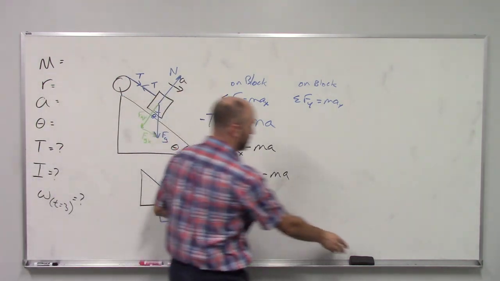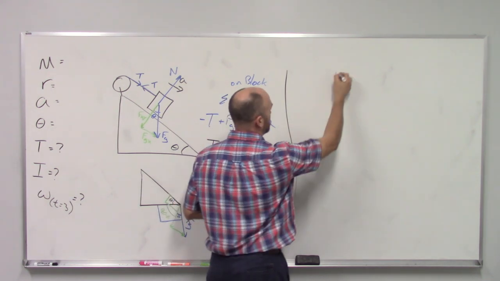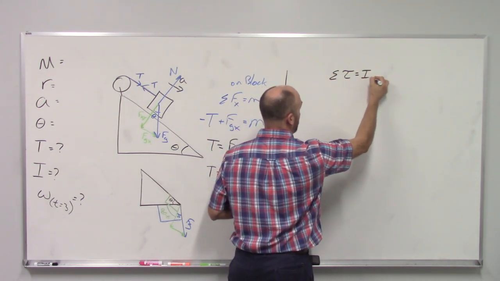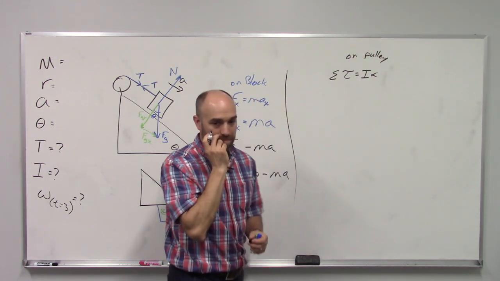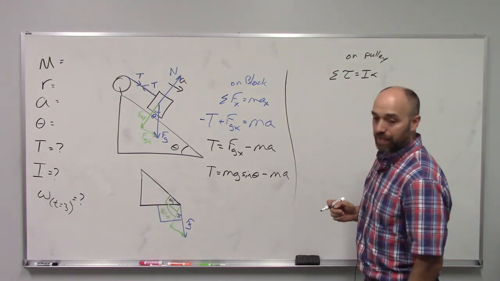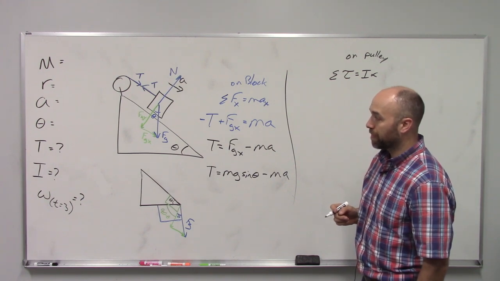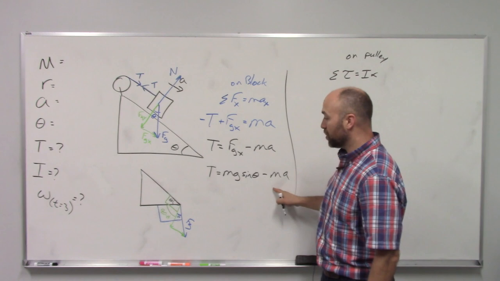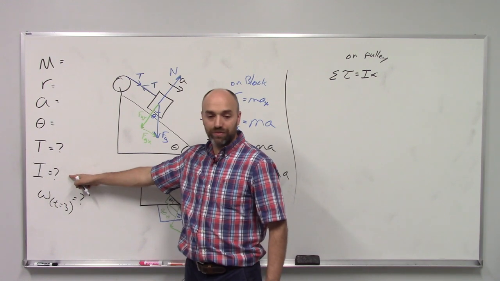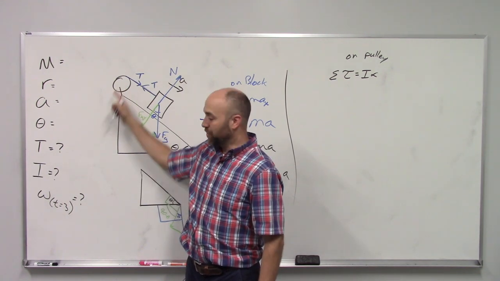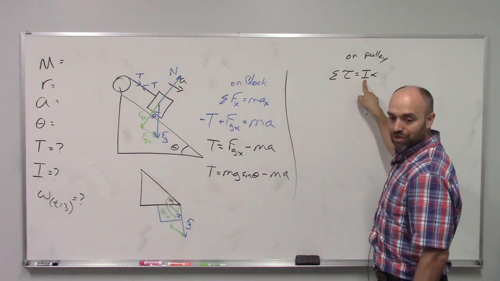Okay. And so now we can do sum of the torques equals I alpha on the pulley. How do you know to go on the pulley? Is it because you have an unknown and you need another object? Well, no. This equation answered our first question, which is what's the tension? Okay. And the next question is what's the moment of inertia of the pulley? So that's where we are. We're trying to find I, moment of inertia.